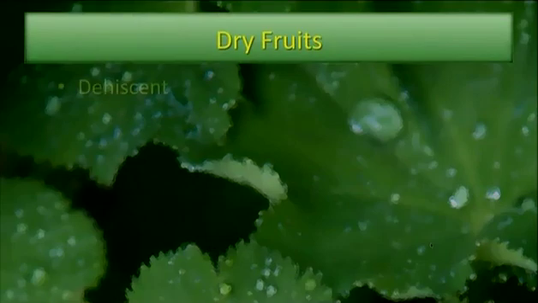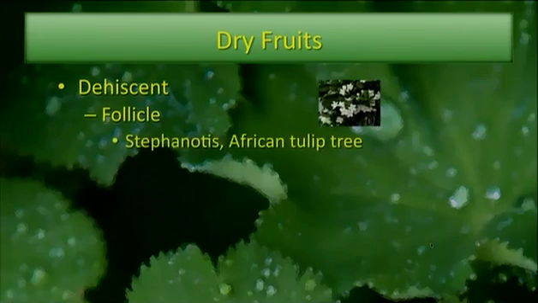Now the dry fruits include the dehiscent fruits. It means the fruit is dry at maturity and it splits when it's mature. That's what dehiscent means, to split. One kind of dehiscent fruit is the follicle. Follicles have one split. Plants that have follicles as fruits include milkweed, also stephanotis, also locally African tulip trees. They all have follicles as their fruits, dry fruit that splits along one seam when mature.